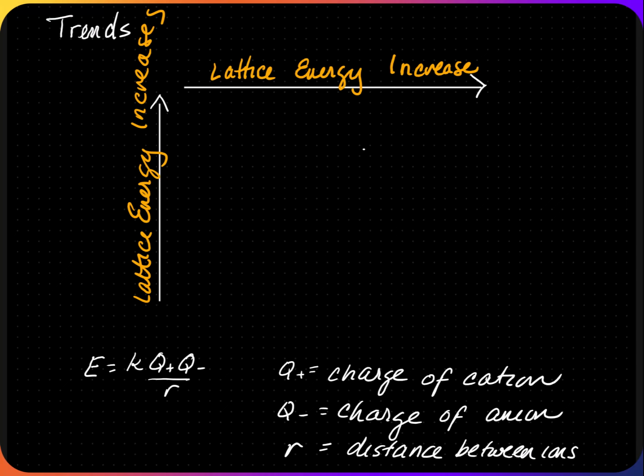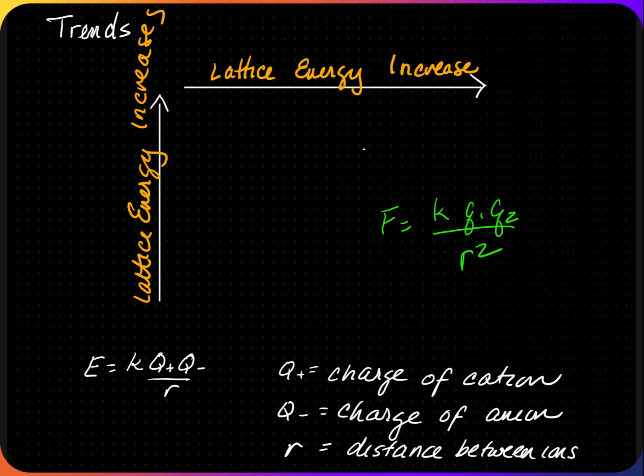The general formula for lattice energy is E is equal to K Q Q over R. Q plus is the charge of the cation, Q minus is the charge of the anion, R is the distance between the two ions. K is a constant. This equation looks very similar to Coulomb's law, in which force is equal to K times charge 1 times charge 2 over R squared.